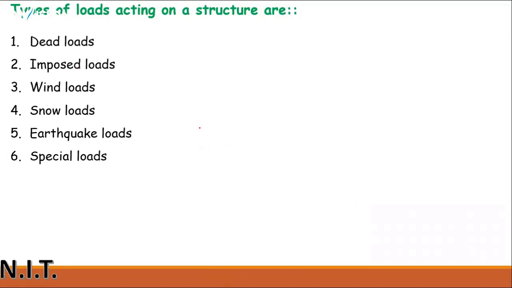These are the different types of loads acting in a building: dead load, imposed load, wind loads, snow loads, earthquake loads, and special loads.